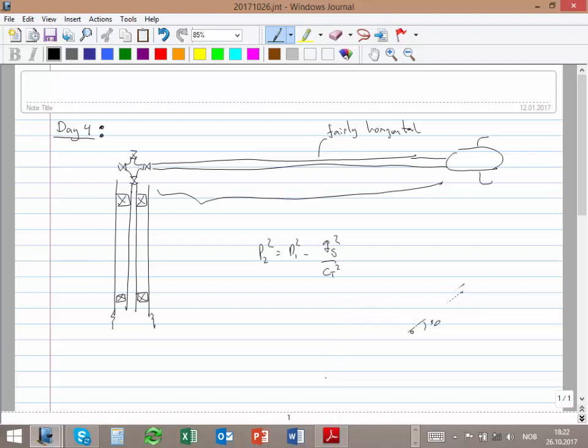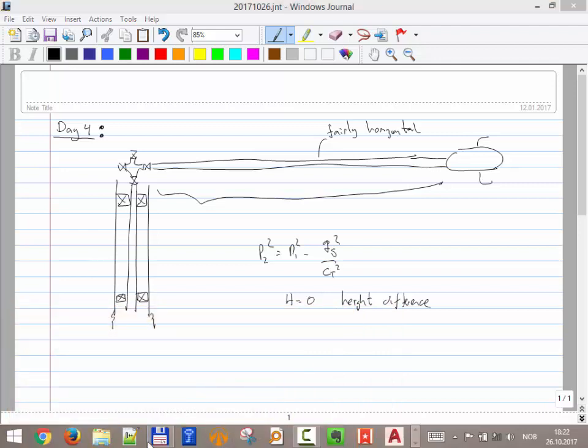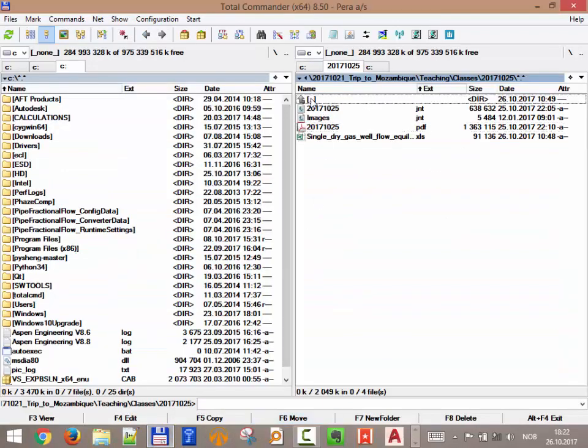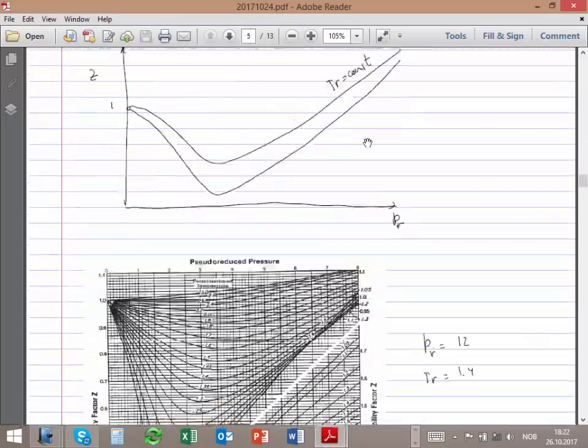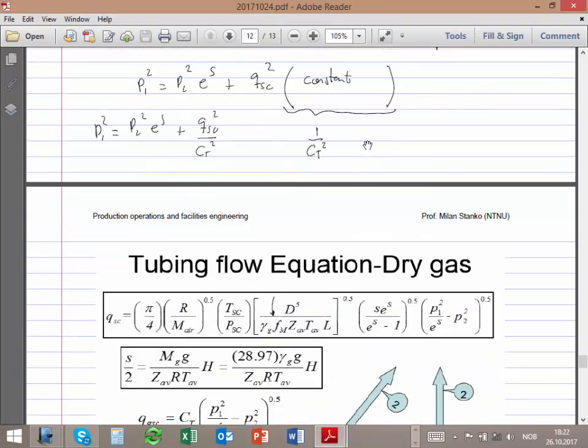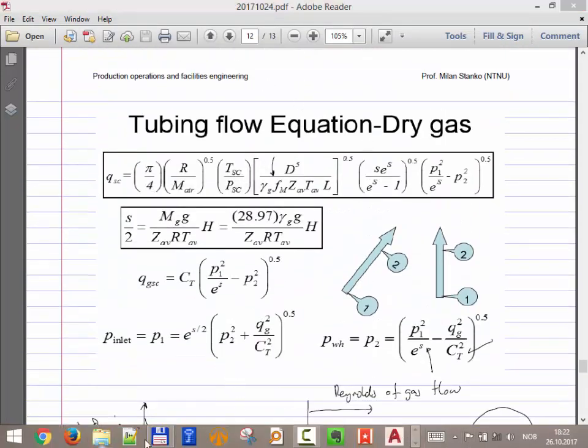Okay, now let's try. So in principle, this equation should also be applicable for h equals 0. For the height, remember h was the height difference. If we go to the class we had before, just to refresh you about the equation, how it looks like. We did the deduction, something like this. Let's take that.